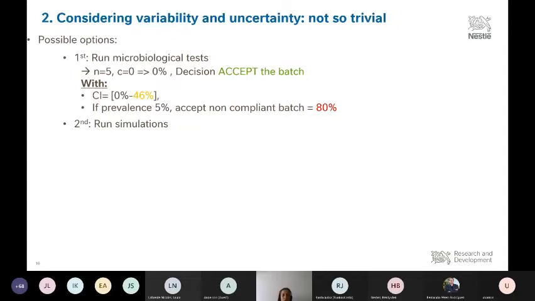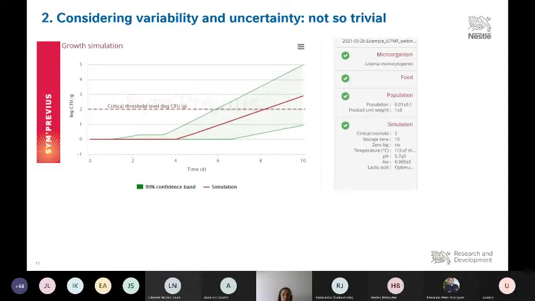If we run the simulations, we can have this type of outputs. This is a completely different output, and this was obtained with SimPrevious. And if you are not familiar with this, I'm going to take you through this graph. So we have the growth of Listeria monocytogenes over time. You have the red curve, which is representing the median behavior, and we have the confidence intervals at 90% that is represented by this band.